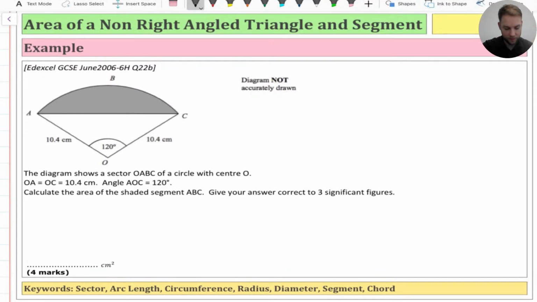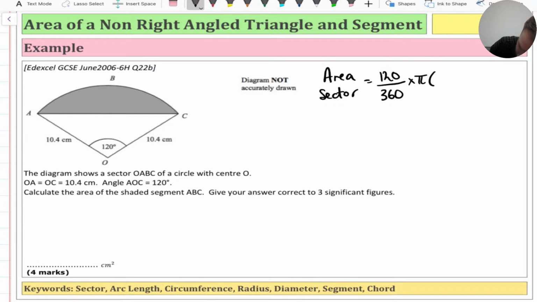Okay, I can see that some people are finishing now. So let's have a little go then. The area of the sector is going to be equal to 120 over 360 times pi times 10.4 squared.